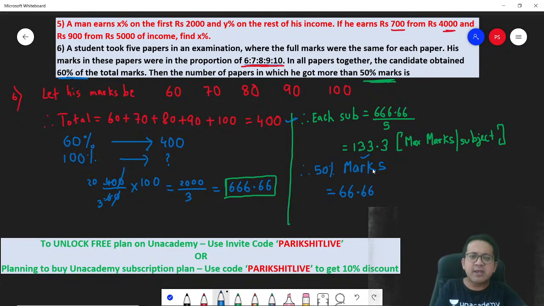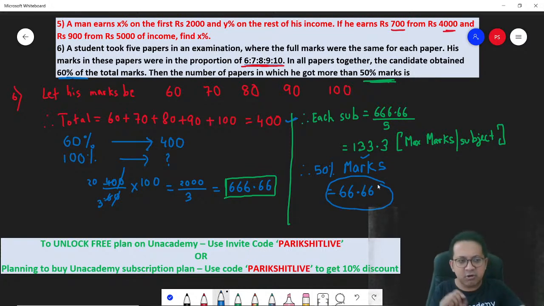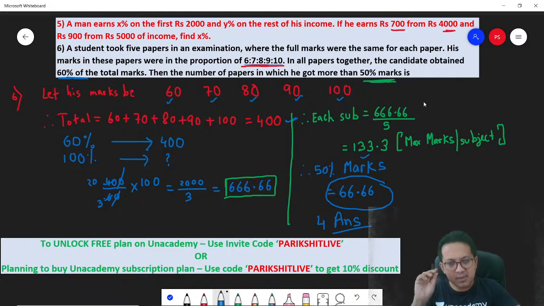So the question is, the number of papers in which he got more than this. Remember, we started our question with these marks. Let his marks be... So in how many papers did he get more than 66.66? 4 papers: 70, 80, 90 and 100. So what's your answer? How many papers did he get more than 50%? 4 papers. Answer is 4. Clear? I think it's easy.